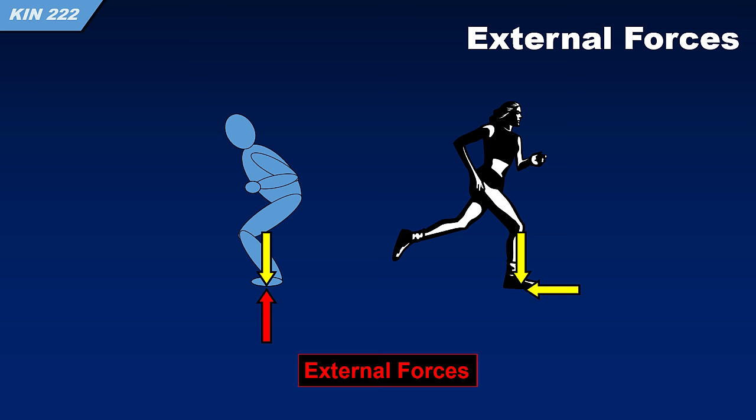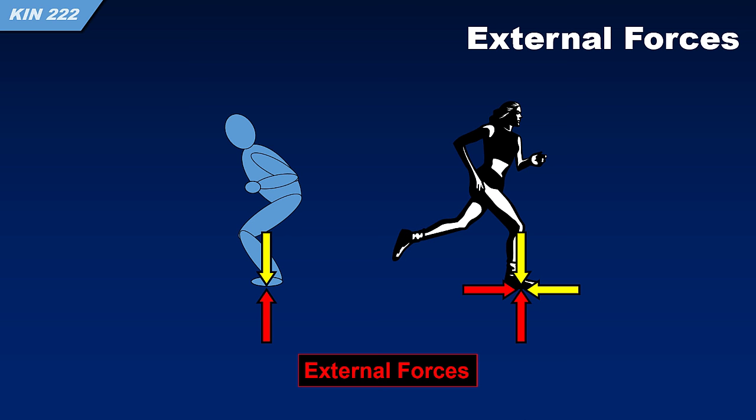And so those yellow arrows are the forces that the person's applying to the ground. Newton's third law says then that the ground will push back on that person in the equal and opposite directions, so the two red arrows. And it's those two red arrows that are the external force to the person. The two yellow arrows are what the ground sees, not what the person sees.